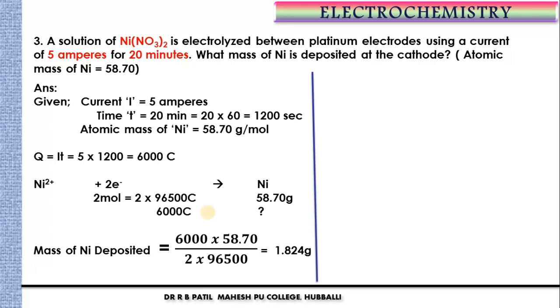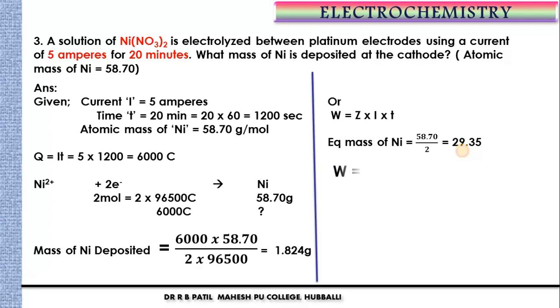Even I can solve this by using directly the formula W is equal to ZIt, and Z means equivalent mass divided by 96,500 coulombs. Here it is equivalent mass of nickel divided by 96,500 coulombs. And how to find out equivalent mass of nickel, students? It is atomic mass divided by charge. So here we have 29.35.